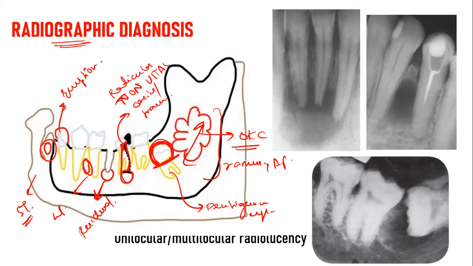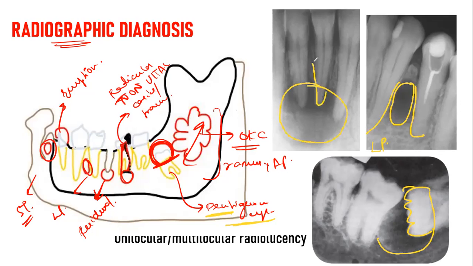So let's try to spot it in these radiographs. Here you have a radiolucency in relation to an unerupted impacted tooth, right? So this is obviously a dentigerous cyst. Here you have it between the two roots of teeth. So this is likely a lateral periodontal cyst. Here you have it in relation to the periapical region, right? This is the apex of the tooth, the periapical region. This could be a radicular cyst.